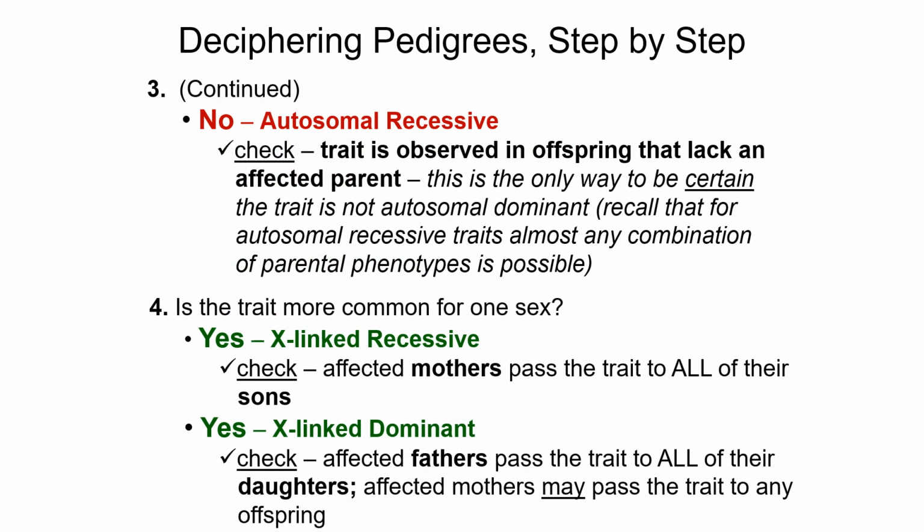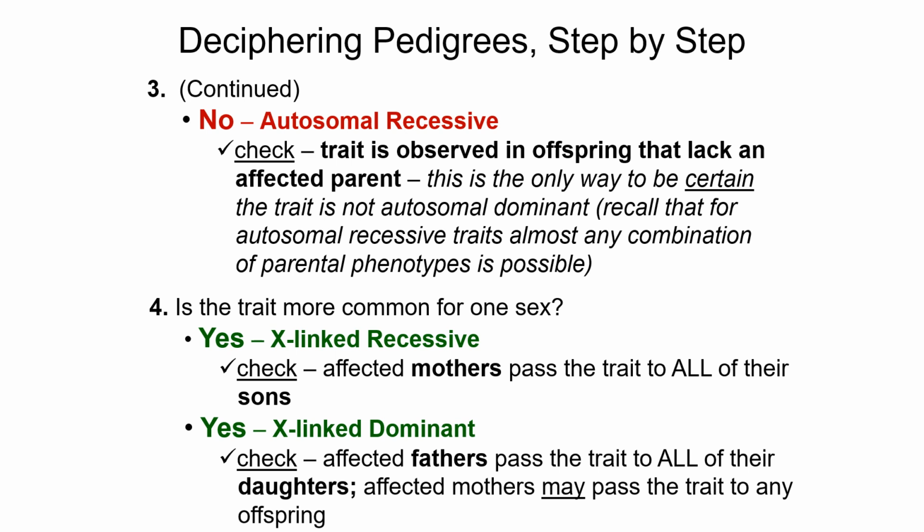If autosomal dominant doesn't fit, let's try out autosomal recessive. And there's one really good way to check for this. If the trait is observed in offspring, children, that lack an affected parent, then yes, we know it's autosomal recessive. Again, if none of the other traits fit. Why is this? Well, imagine that the parents are both heterozygous. They would not show this trait. They could each pass down a recessive allele, though, and we could have children that have two recessive alleles, one that they got from each parent. They would be autosomal recessive. They would show the trait even though their parents did not.